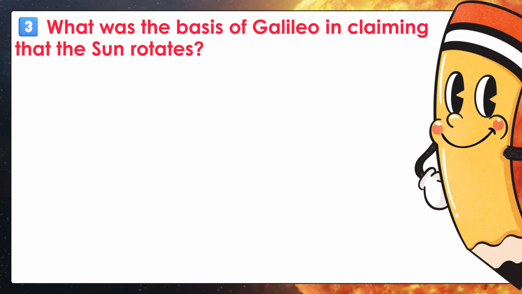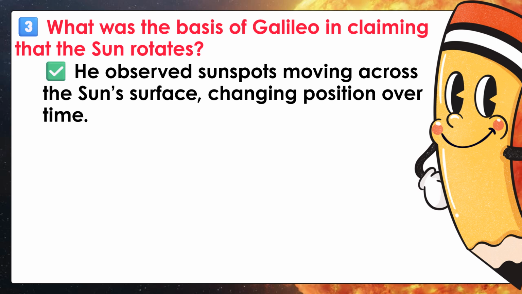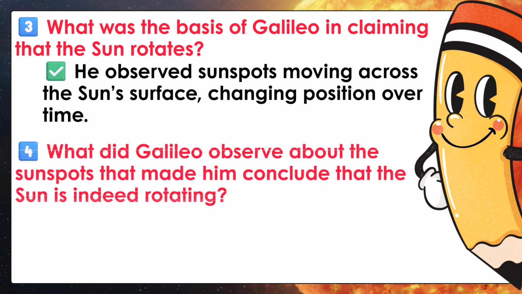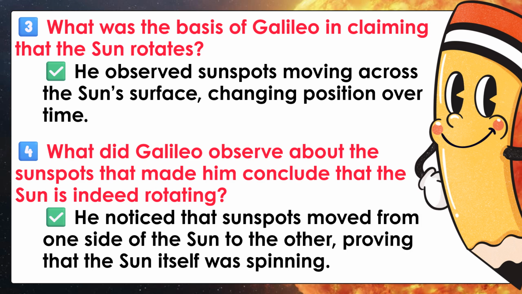3. What was the basis of Galileo in claiming that the sun rotates? The answer: he observed sunspots moving across the sun's surface, changing position over time. 4. What did Galileo observe about the sunspots that made him conclude that the sun is indeed rotating? The answer: he noticed that sunspots moved from one side of the sun to the other, proving that the sun itself was spinning.